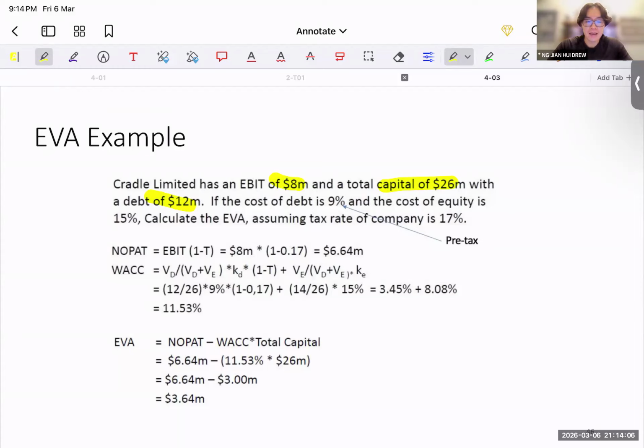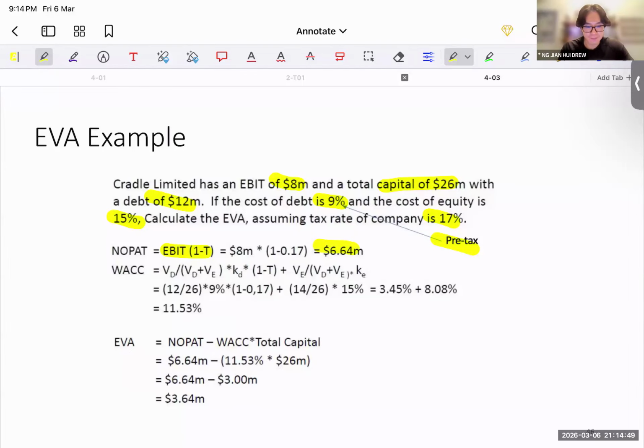If the cost of debt is 9% and the cost of equity is 15%, calculate the EVA, assuming a tax rate of 17%, right? The 9% here they emphasize to you is the pre-tax cost of debt, so you do need to account for the tax rate. Earlier, remember I mentioned that in academic exercises for school, your NOPAT is simply your EBIT times 1 minus tax. So your EBIT is 8 million times 1 minus 17%.